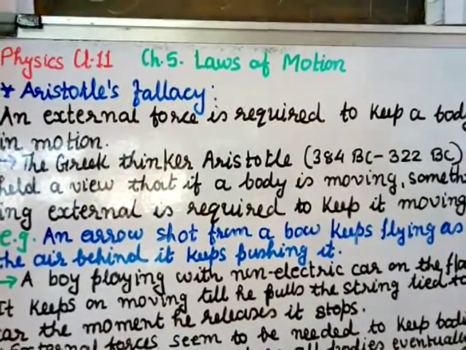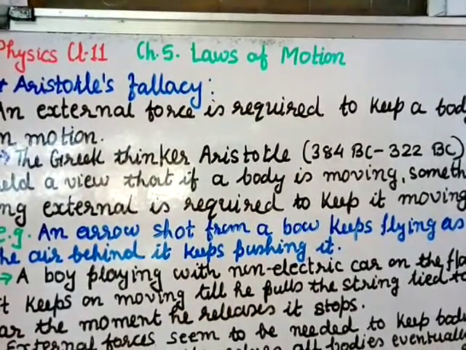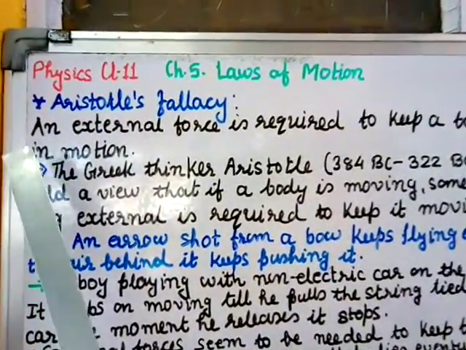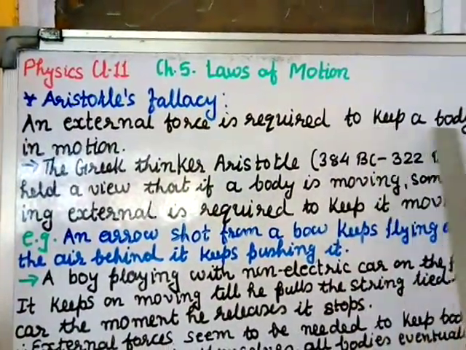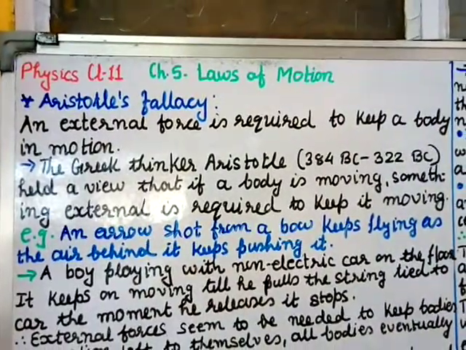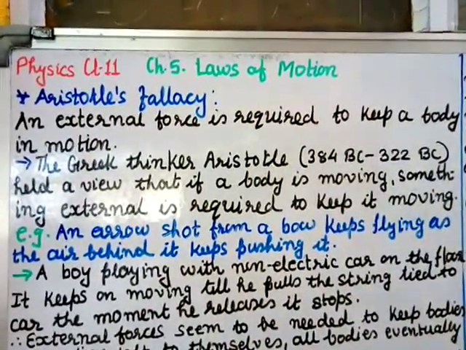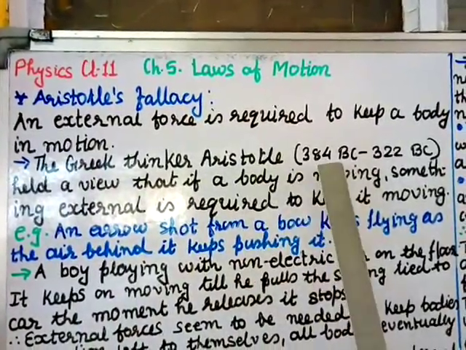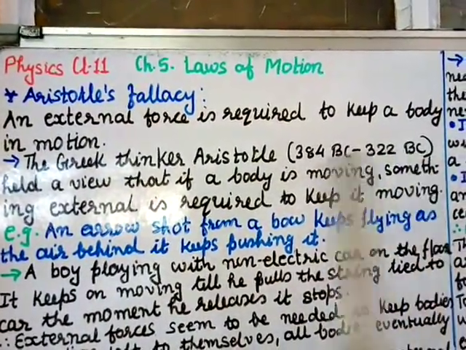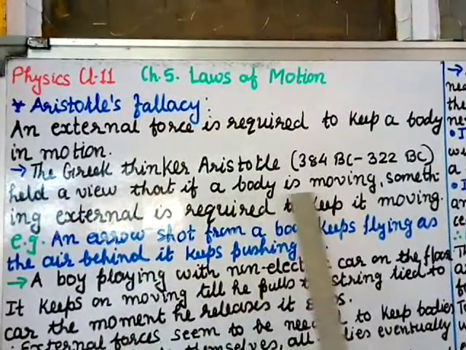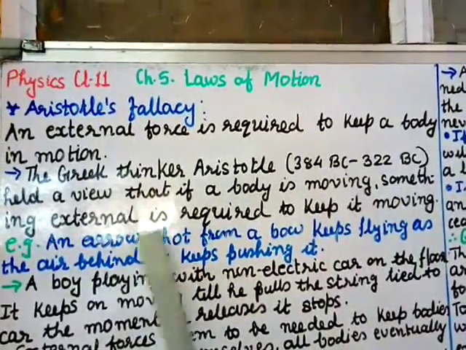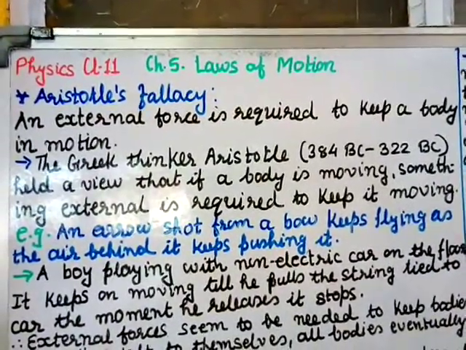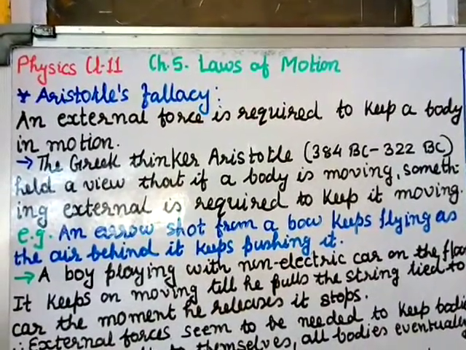Now, from the practical life examples, Aristotle gave a law. The statement of his law is: an external force is required to keep a body in motion. But now we know that it is not true. So we call this Aristotle's fallacy. The Greek thinker Aristotle, 384 BC to 322 BC, held the view that if a body is moving, something external is required to keep it moving. So this is what he said.